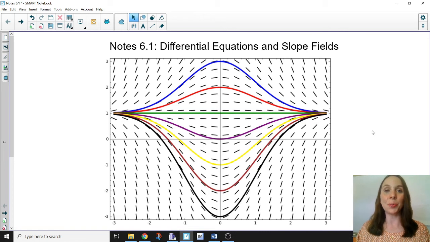In this section, we are going to begin to discuss differential equations, how to solve them, basic ones at least, and how to represent them with what are called slope fields.